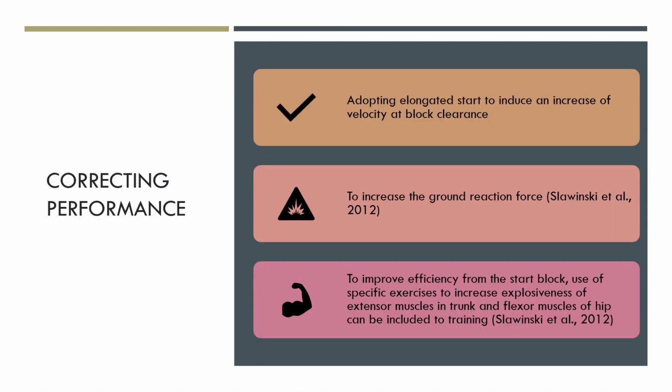However, work by Slowinski showed otherwise, and the recommended correction to enhance the sprinter's performance in relation to the inter-block foot spacing includes adopting the elongated start, which induces an increase of the velocity at the block clearance, as it was linked to an increase of pushing time on the blocks to increase the ground reaction forces. In order to improve performer efficiency from the starting block, specific exercises that increase the explosiveness of extensor muscles in the trunk and flexor muscles of the hips can be included in the training programs.